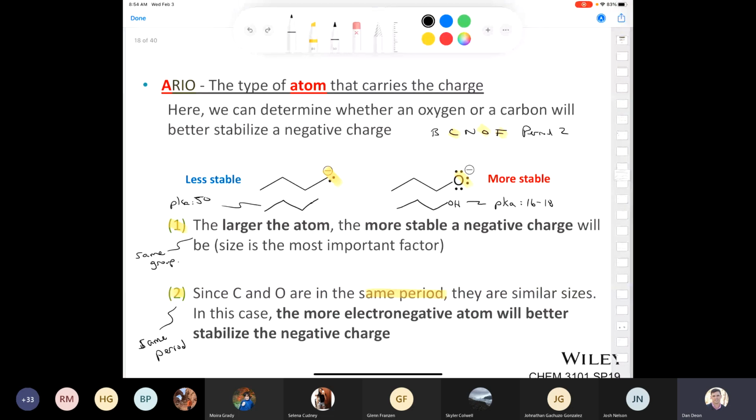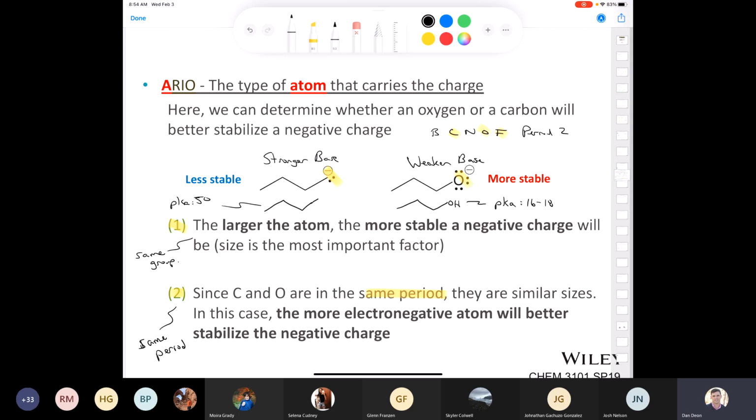Let me show you how we would use rule 1. Yes, but Byron, since this is the one on the left, it would be a stronger base. Yes, absolutely. So this is the stronger base, and this is the weaker base.